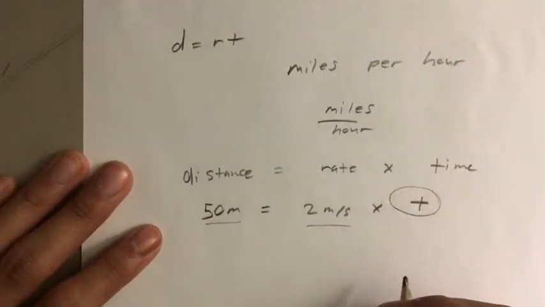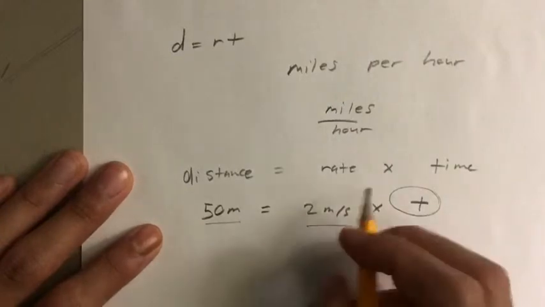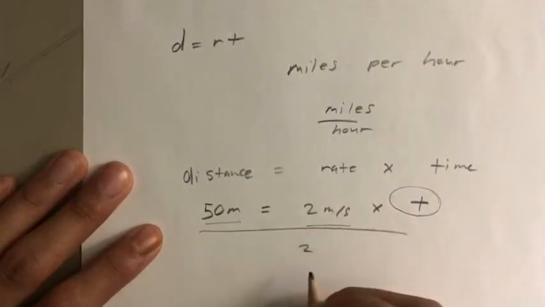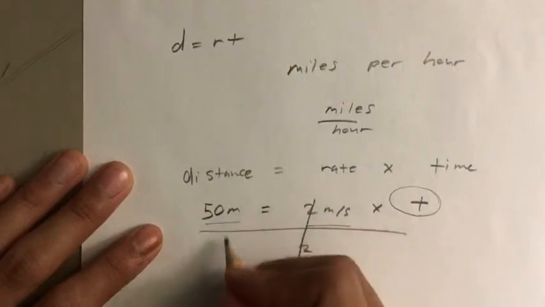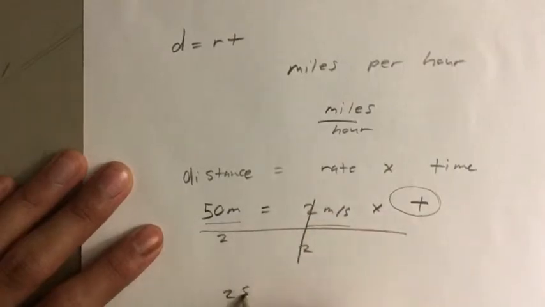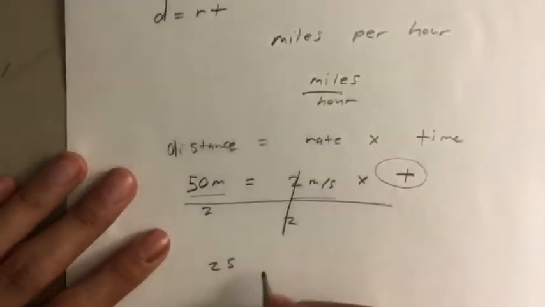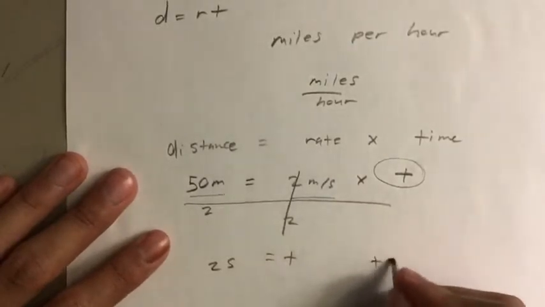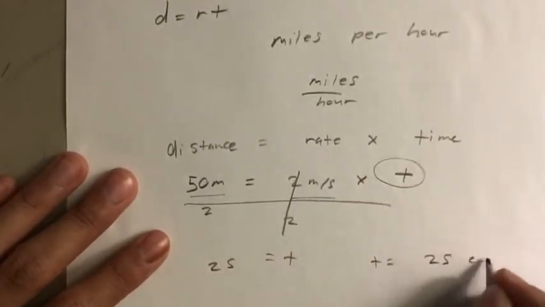And with multiplying, you just have to do the inverse. So you divide both sides by 2. So you cross out that 2, and you divide 50 by 2. That gives you 25. 25 equals t, or t equals 25 seconds.